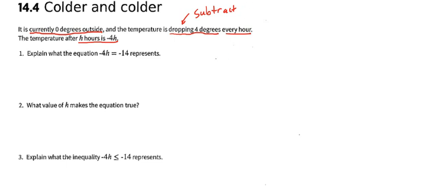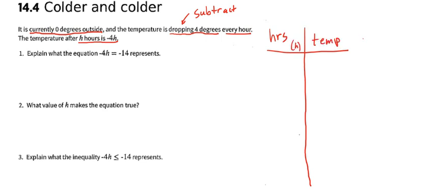Okay? Now number 1 says explain, and we don't need to cross out, and there's not much left to cross out. And actually, problem number 1, the E in RACE stands for equation. Look, they already gave us an equation. So let's use it. It says explain what the equation negative 4h equals negative 14 represents. Well, to help understand what that represents, let's make a table, everyone. Draw a table, a T-chart, where the left column represents hours. That'll be like the h. And we'll have this one represent the temperature.